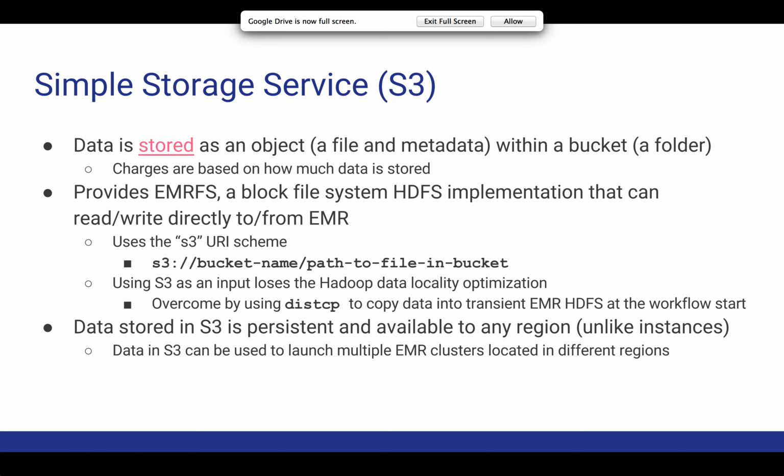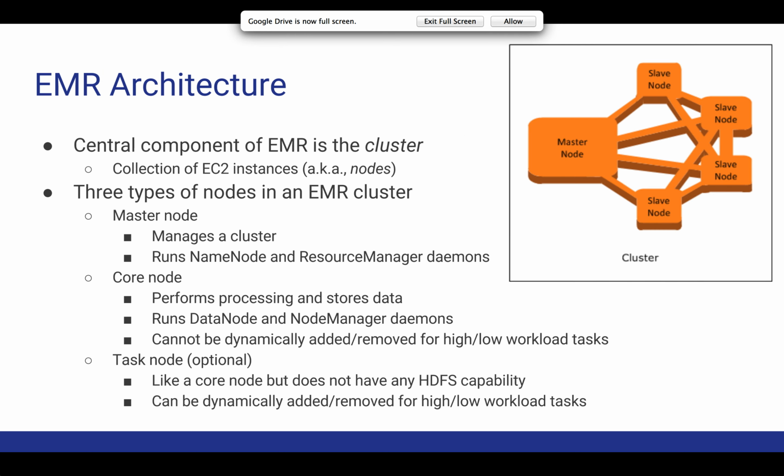This is nice. Why? Because it means you can use S3 data to launch multiple EMR clusters, each one located in a different region if you wanted to. So you could have multiple EMR clusters up and running, processing the same set of data. You don't have to duplicate the data in S3 to local HDFSs in each EMR cluster. You just simply pull it directly from S3. So that's a very nice advantage of using S3.